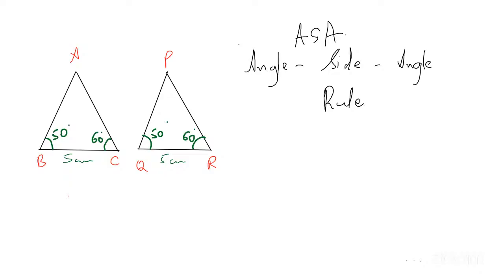Ma'am, I don't think I understood, because you had said for SAS that the angle is supposed to be included. Yes, that was SAS. This is ASA, angle, side, angle. This is the opposite of SAS. Okay, ASA. What happens in ASA, Joshua?